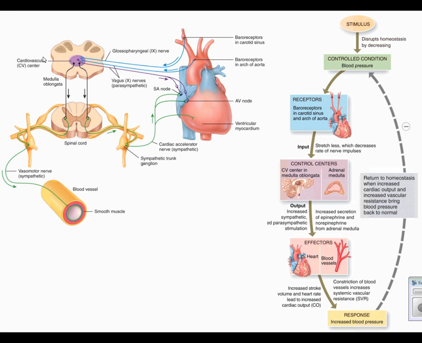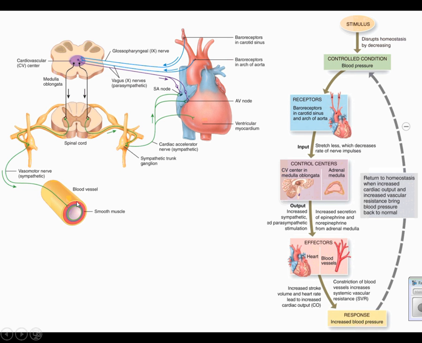Increased sympathetic is going to increase heart rate. Going to make the SA node fire more often, like we learned about the other day. It's also going to make the heart contract harder. Both of those increase cardiac output. Cardiac output increases blood pressure.